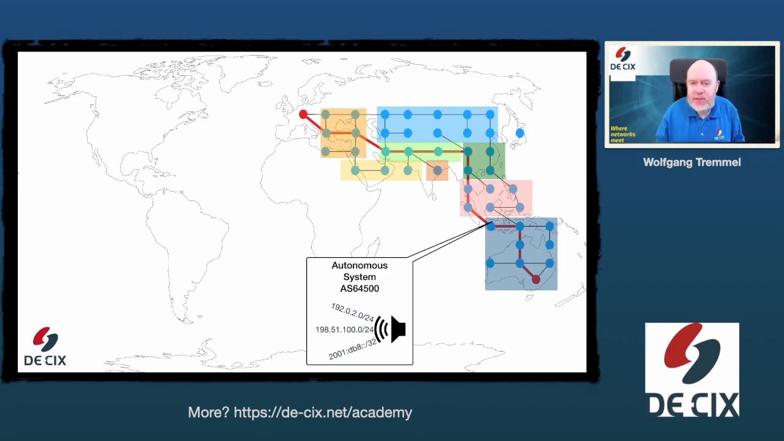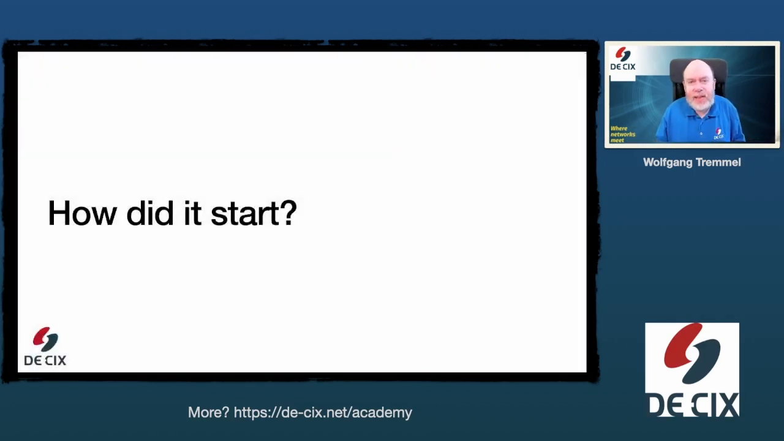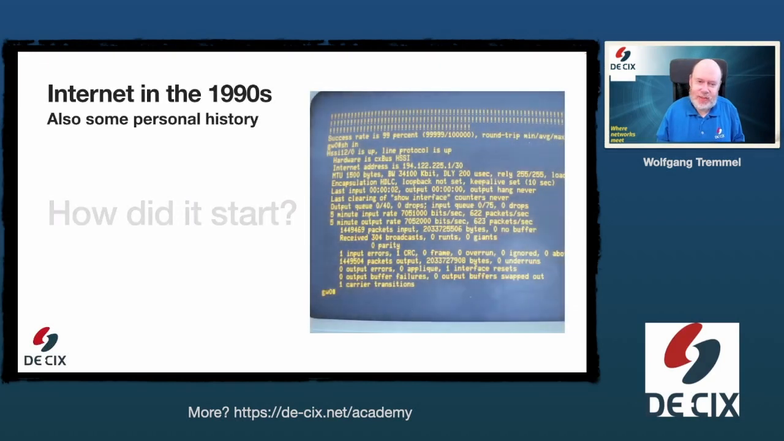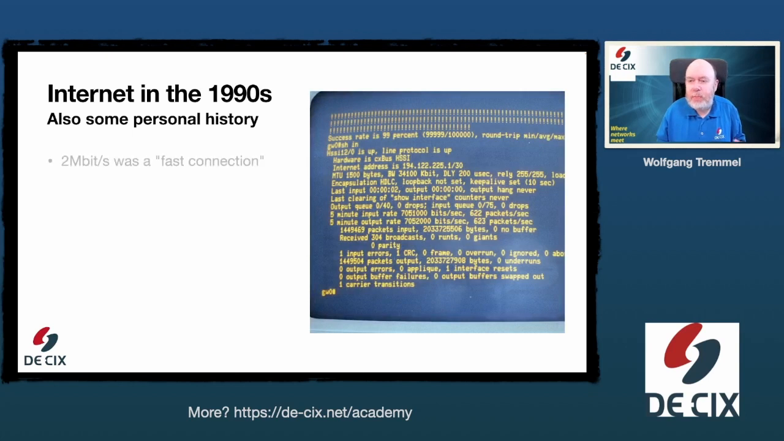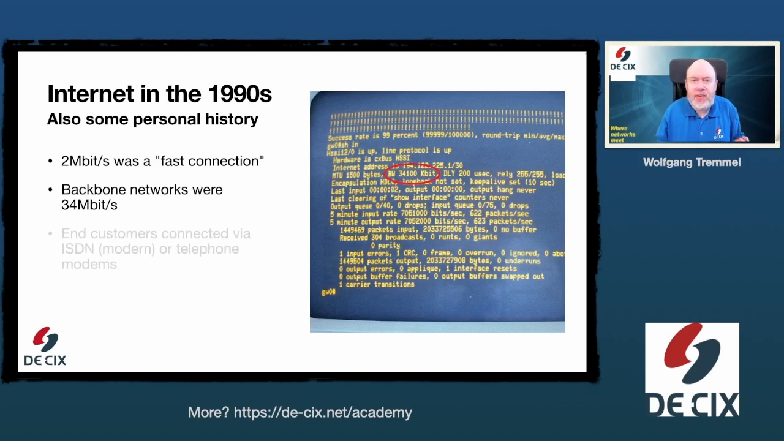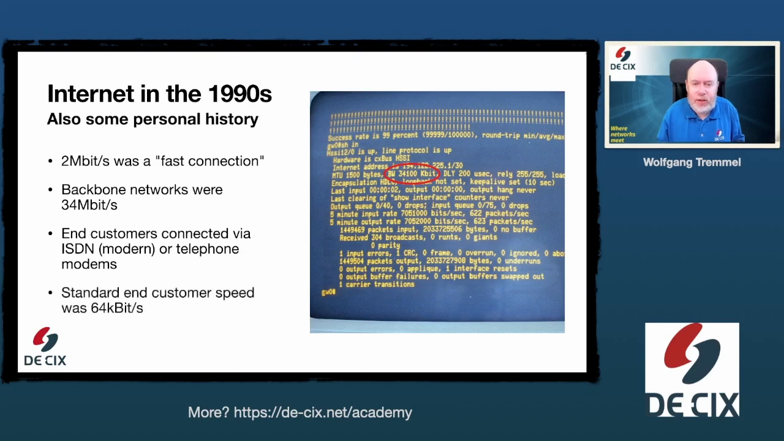But how did all this start? A little bit of personal history also. Internet in the 1990s. 2 megabit per second was considered to be a very fast connection. The backbone we had at this time was 34 megabit per second fast. And end customers, like home users or businesses, were connected with ISDN telephone lines having a speed of 64 kilobit per second.